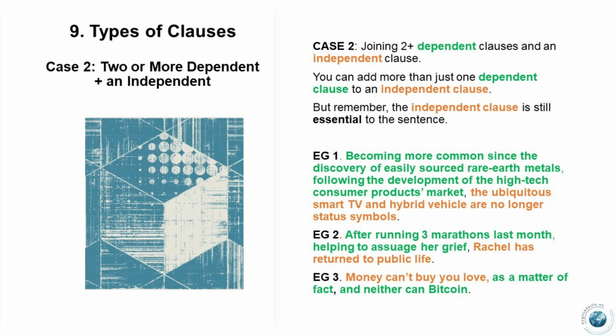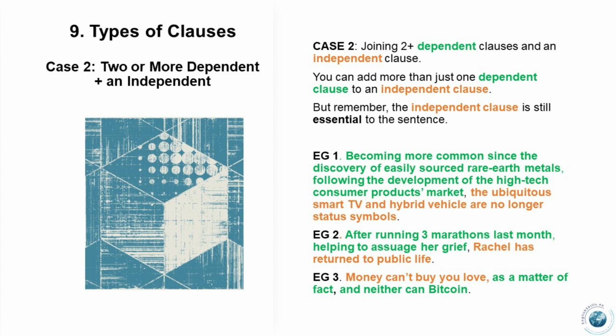Case 2. 2 or more dependent plus independent, i.e. a sentence that starts with 2 or more dependent clauses and is followed by an independent clause. Yes, you can add more than just one dependent clause to an independent clause. But remember, the independent clause is still essential to the sentence.